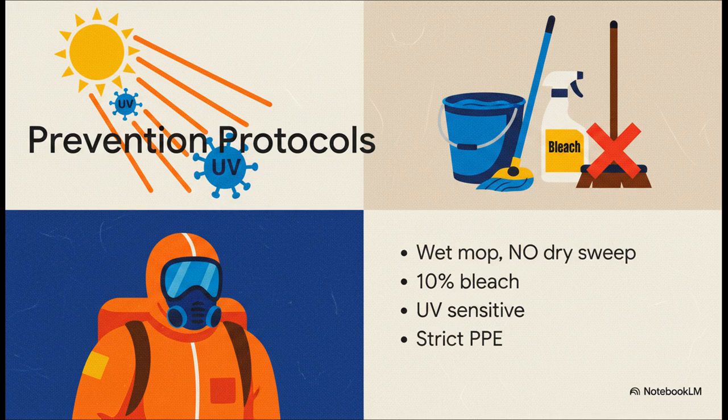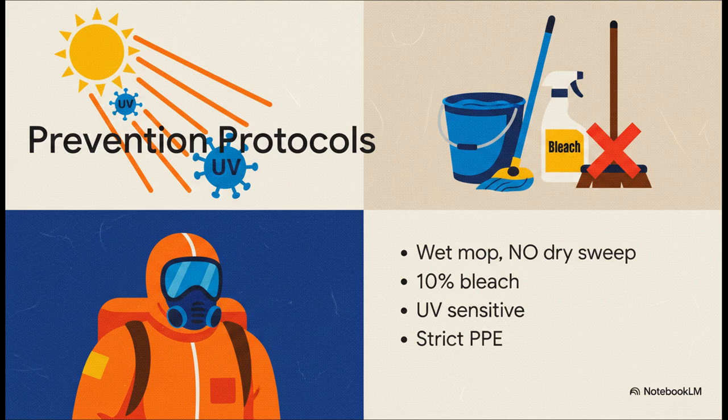Remember how we said the virus sheds in rodent excreta and spreads through the air? Because of that, you must never, ever dry sweep or dry mop an area where rodents have been. If you do, you're just aerosolizing those deadly particles straight into your lungs. Instead, you've got to use water. The notes mandate wet cleaning methods, specifically using a 10% bleach solution and ensuring excellent ventilation.